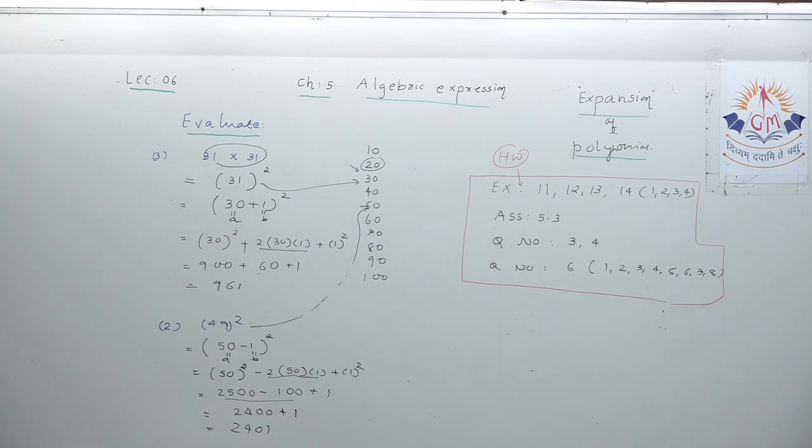Note down homework properly. I am giving a precise time so that you can note down the homework. Exercise example 11, 12, 13, 14 from textbook. From 14, sub questions 1, 2, 3, 4. Assignment 5.3, question number 3, 4, and from question number 6 you will do 1, 2, 3, 4, 5, 6, 7, 8. This is the homework for today's lecture. Okay.